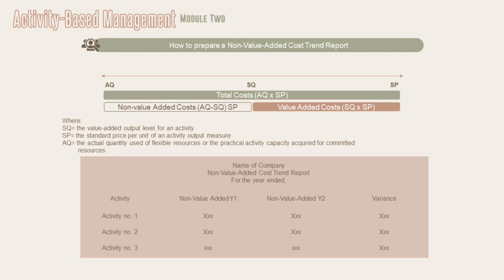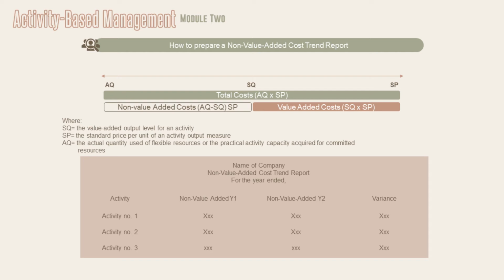The non-value added cost trend report is quite similar to the first one, which is the value added and non-value added cost report. It's just that in this kind of report, we're only accounting for the non-value added costs, and we're going to compare the current non-value added cost of each activity to the non-value added cost of last year, and then we're going to get the variance or the difference of the two values.